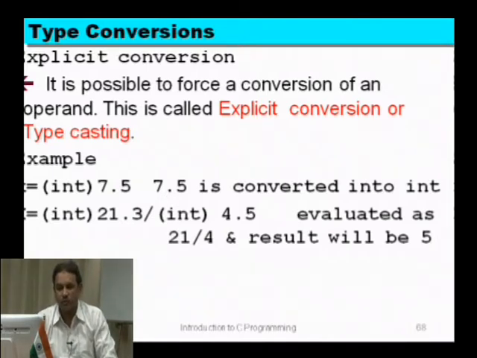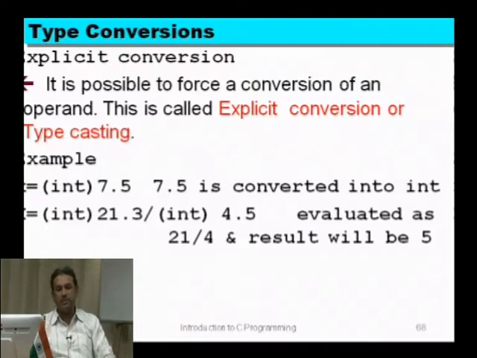So explicit conversion is what? We can convert based on our requirement, as you have seen. Forced conversion of an operand is called explicit conversion, or it is also called typecasting. So here, integer 7.5: 7.5 is a float data type, but we are converting 7.5 into integer. We are forcing it, so 7.5 is converted as 7 there. We are truncating, we do not want the fractional value, we want only the integer value.